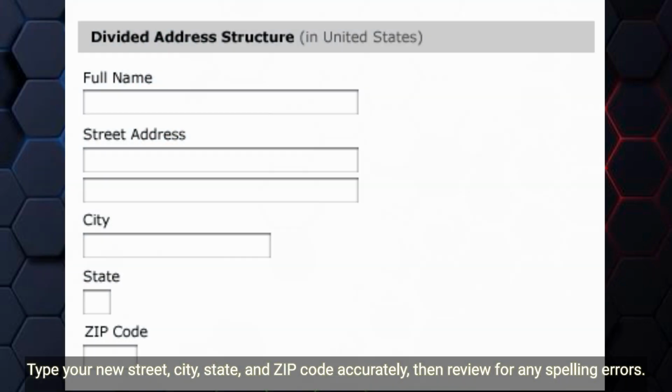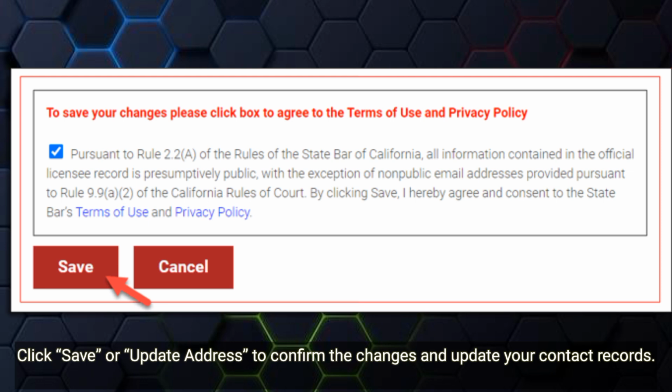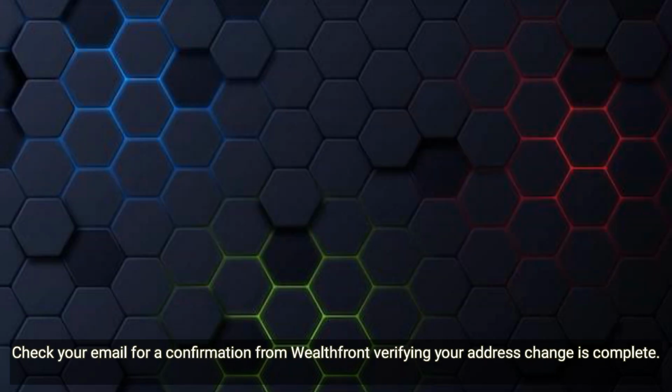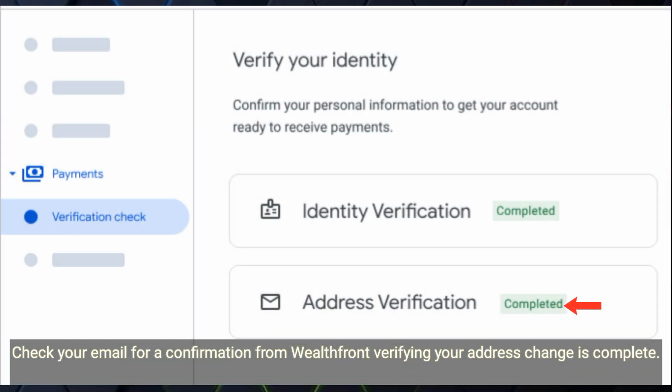Type your new street, city, state, and zip code accurately, then review for any spelling errors. Click Save or Update Address to confirm the changes and update your contact records. Check your email for a confirmation from Wealthfront verifying your address change is complete.